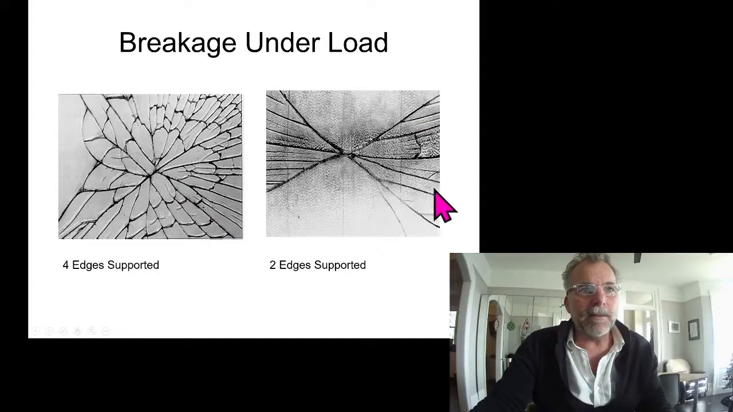If you have two edges supported, again, you're going to have radial cracks going to the supported edges, but you don't have cracks going to the unsupported edges.